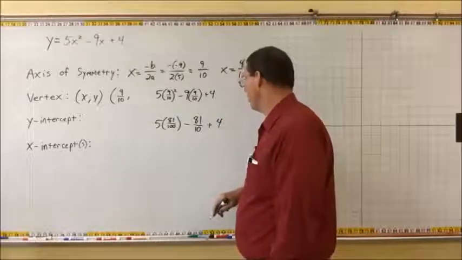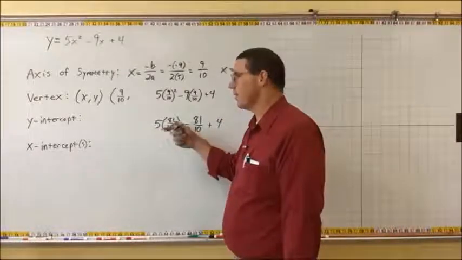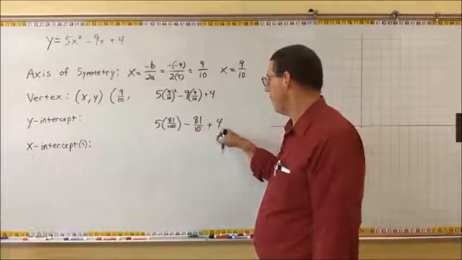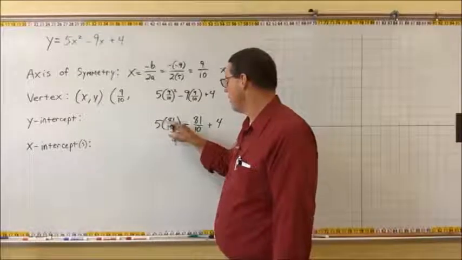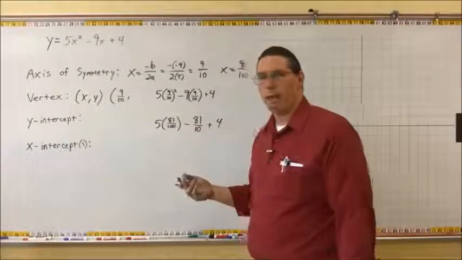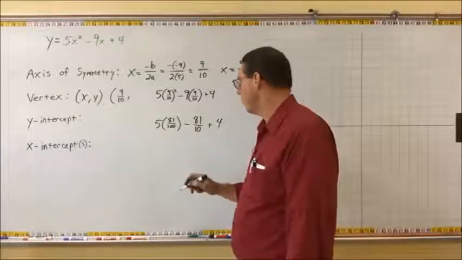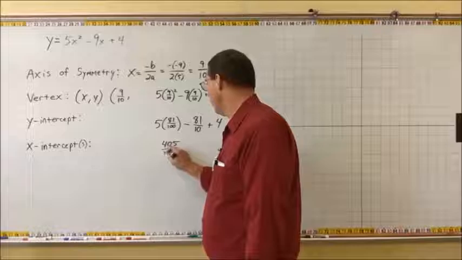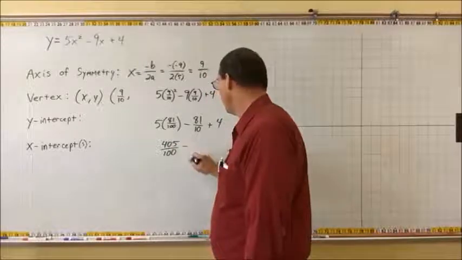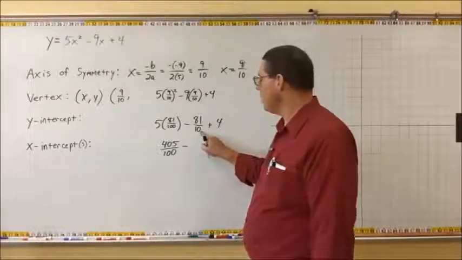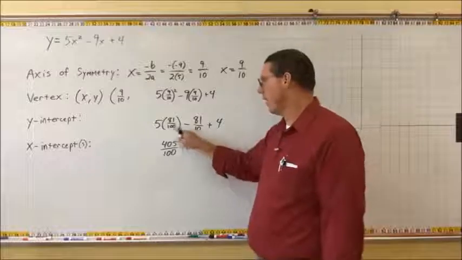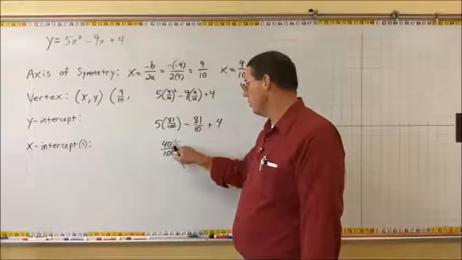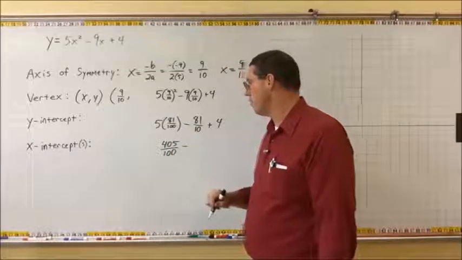We've got to do one more thing here. We've got to multiply our 5. Actually, we've got to do a couple things. We're going to need to find a common denominator. 5 times 81, if you do that in a calculator, you're going to get 405. So we have 405 over 100 minus, now we need this to have a denominator of 100 so that we can combine it with the 405 over 100.